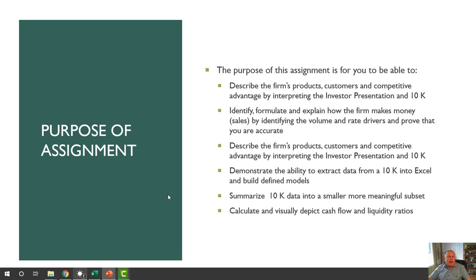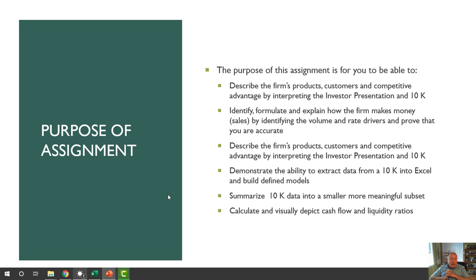The purpose of this assignment, and one of the things a couple of you folks said is that you wanted transparency. So in an effort to give you transparency, I've added a few more things on assignments and such. The purpose of this is for you to be able to describe the firm's products, customers, and competitive advantage by interpreting the investor presentation and 10K. I want you to identify, formulate, and explain how the firm makes money. Describe the firm's products, customers, and competitive advantage, again, by interpreting the investor presentation and 10K.